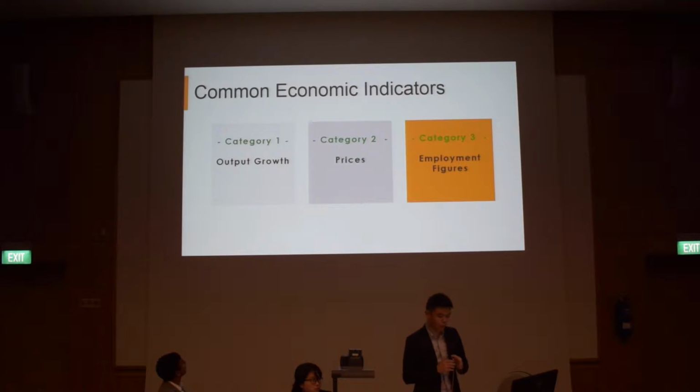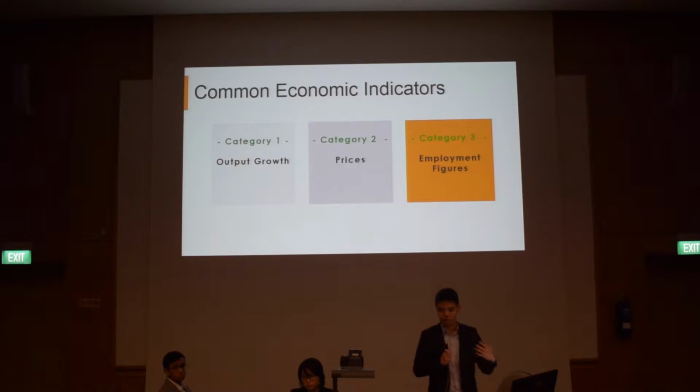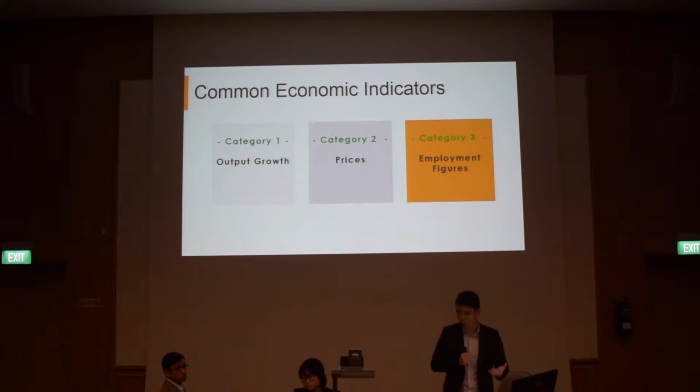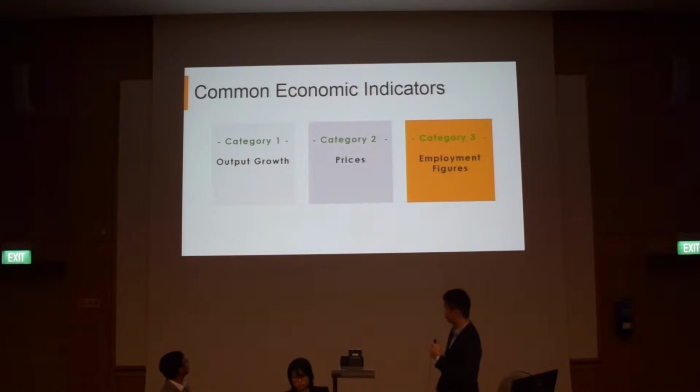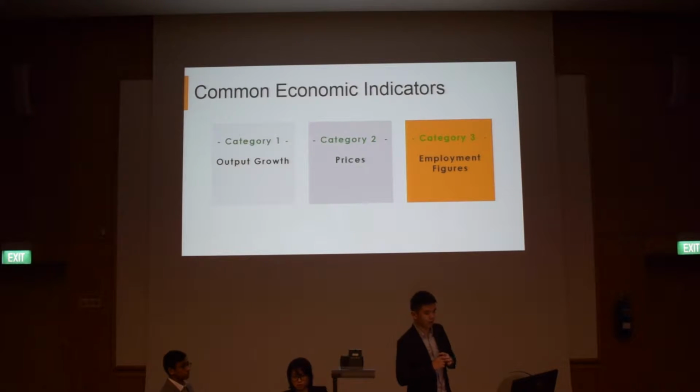With all that is going on, we have so much data coming out from all the newspapers and all the different research reports. So the next question then becomes, how do we keep track of everything and what do we look out for? We think that it could be useful to categorize the different economic indicators, and in this case we categorize them into three different segments: output growth, prices and employment figures. Of course these are not exhaustive, there are still many other ways to categorize them, but we think that these are three ways that we could categorize things to understand them a little bit better.